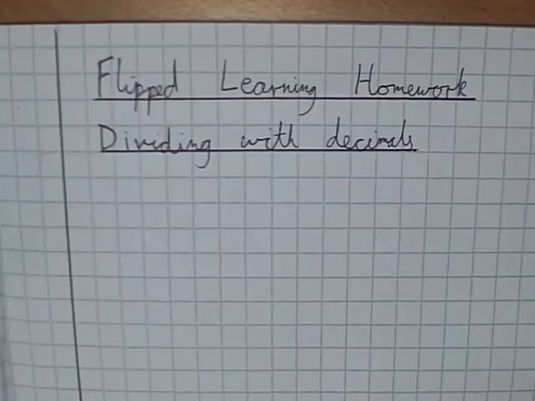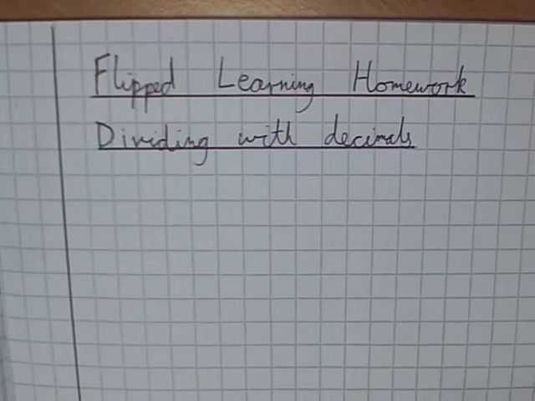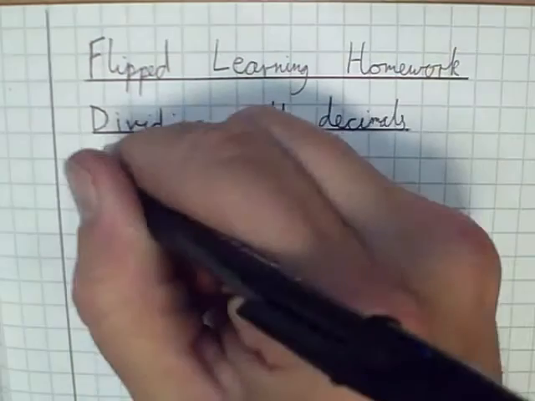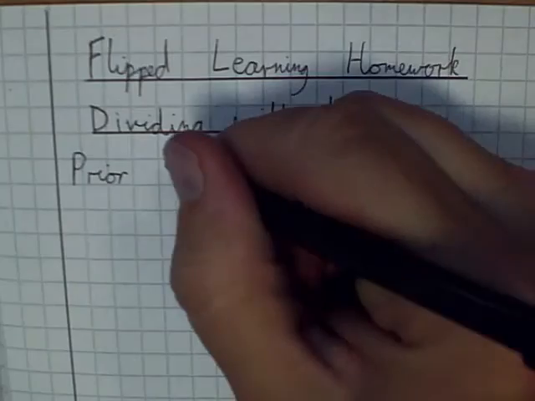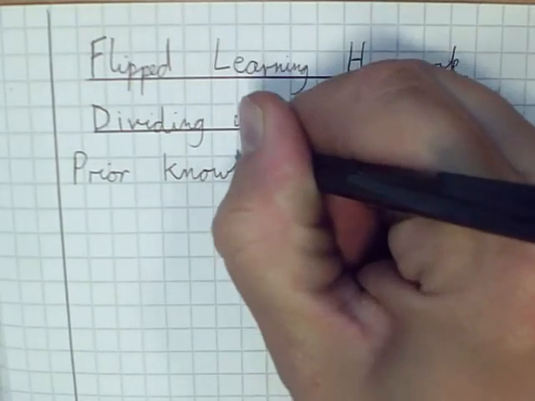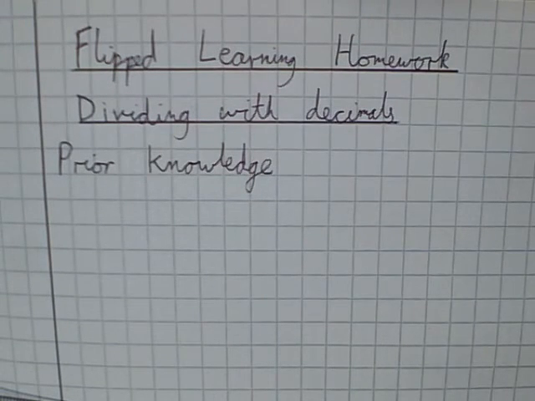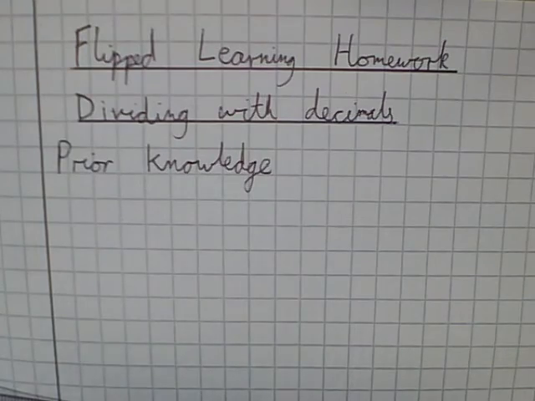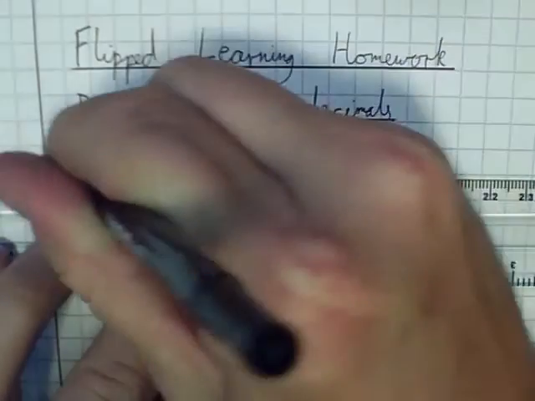Now, as I'm going through, at any point in this video, you can stop it, go back over it, review it, and make any changes, re-look at things. Now, there is something we need to do before going on to divide with decimals, and that is some prior knowledge. So this means knowledge that you have to have before you can do division with decimals. The prior knowledge you need is long division.